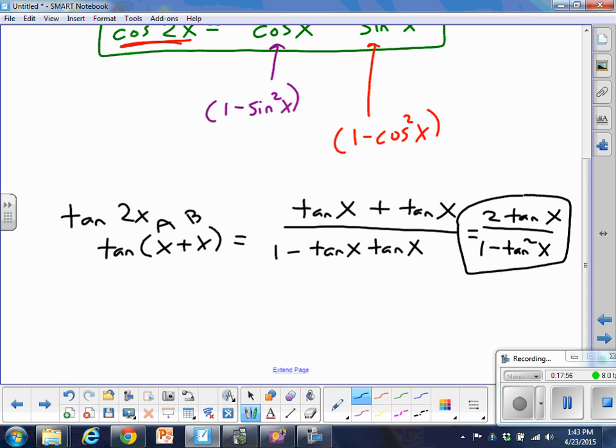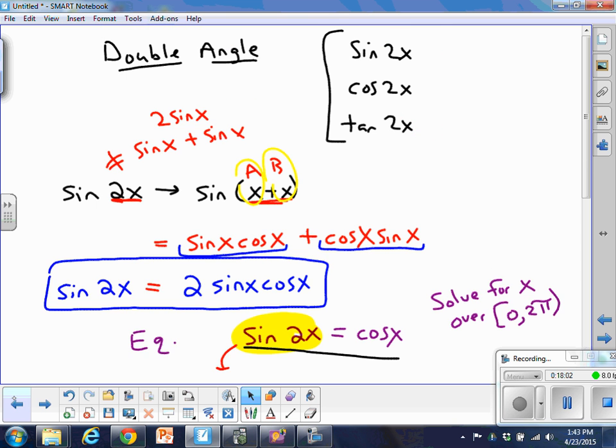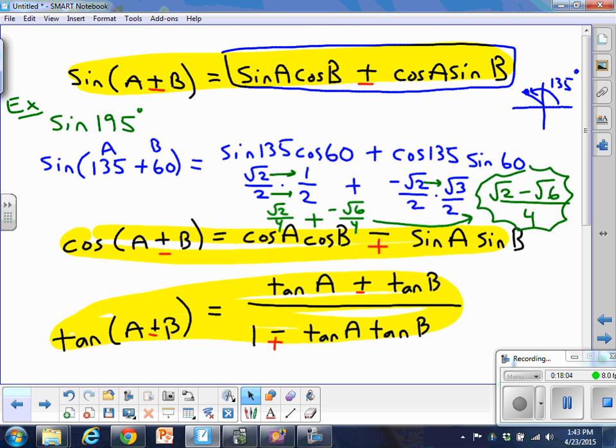So again, I encourage you, don't memorize these if you don't want to, but you have to know the sum and difference ones from the previous pages, highlighted ones here. They'll get you a lot of other answers. All right, hopefully that helps with your tangent, cosine and sine, double angles, and sum and difference formulas.